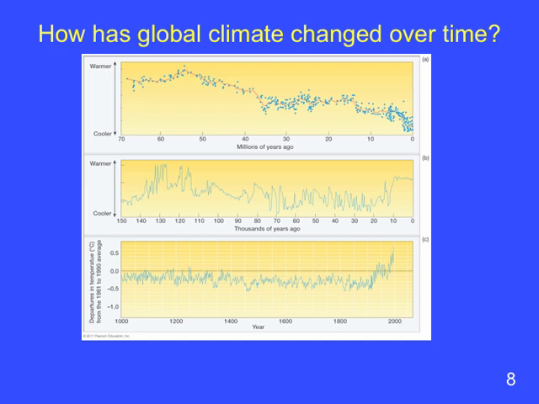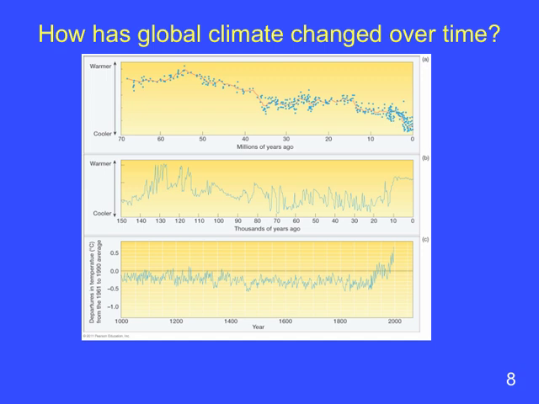Slide 8. So we know that climate has changed over Earth's history, and we have some data to help us identify what the climate has done in certain parts of the world over geologic time. And we'll talk about some of that data in a bit. But for right now, I want us to look at this graph.